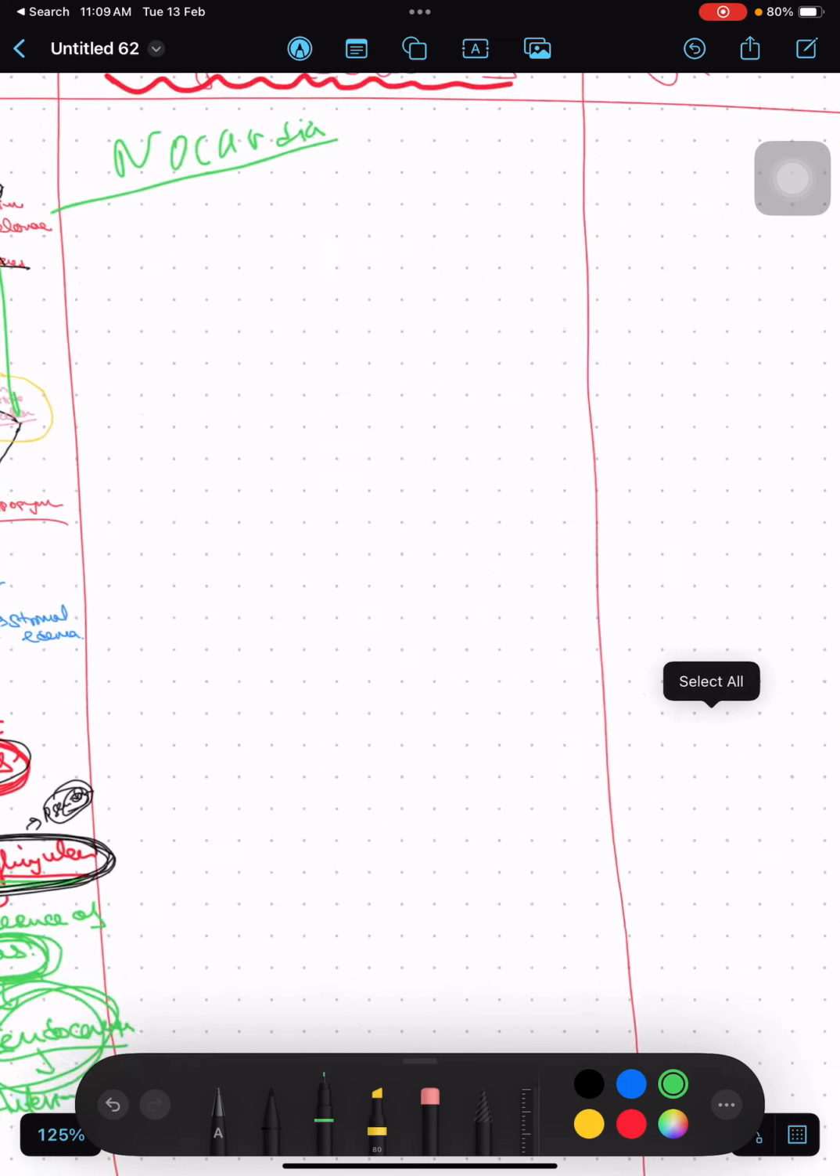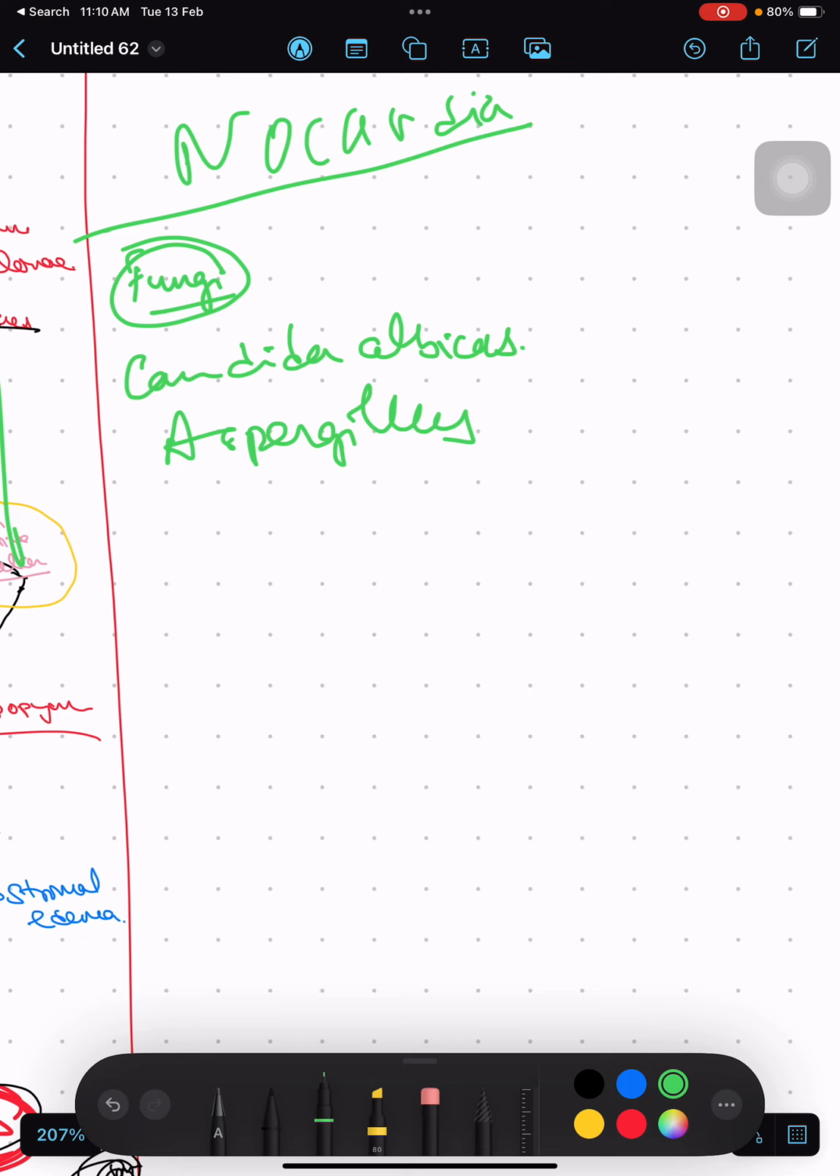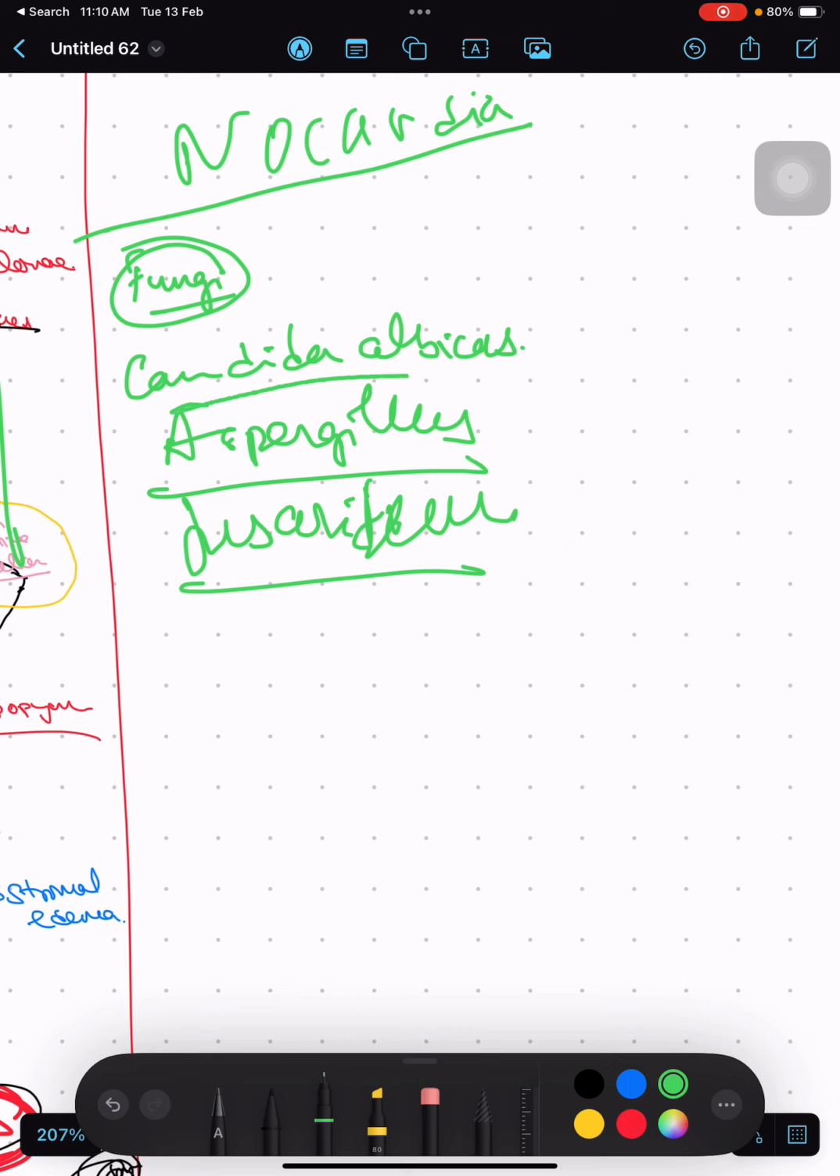Now I want to talk about the different types of fungi that can cause fungal keratitis. So what are the different types of fungi that can cause fungal keratitis? They are Candida albicans, Aspergillus, Fusarium. Okay, so Aspergillus, Candida, and Fusarium are the different types of fungi that can cause fungal keratitis.